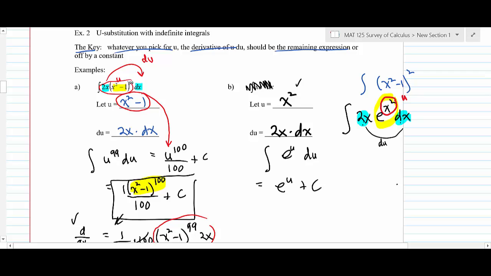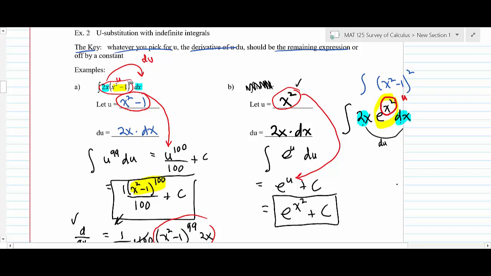Don't forget the plus c. Now, I don't want that answer. I want the answer to have x's in it, so what do you do? You substitute the u back in. Your final step is always going to be plugging that back in because your answer needs to have x's in it. So your final answer is e to the x squared plus c. That's your answer right there.